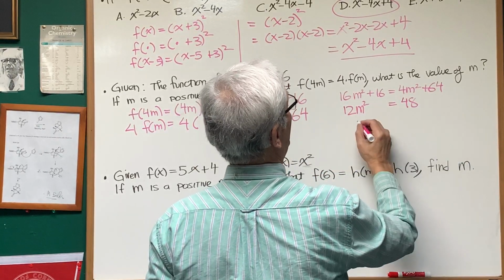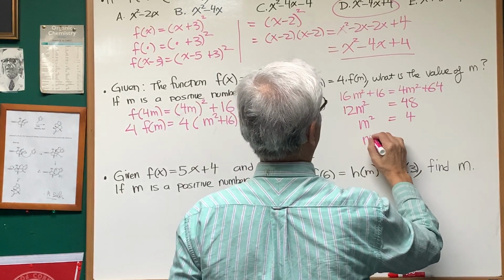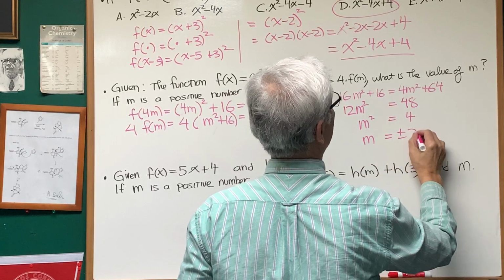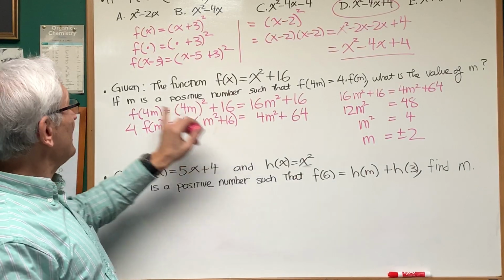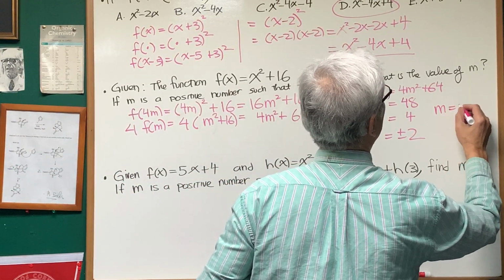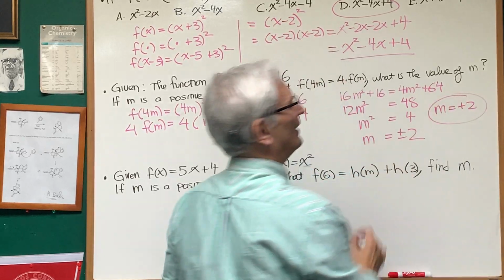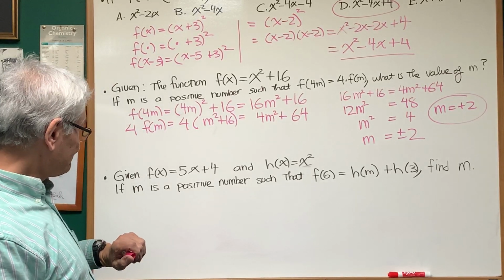So divide both sides by 12. We'll have m squared is equal to 4. And m could be plus or minus 2. But we're asked in the original question, m is a positive number, so I know that m is equal to positive 2, and there's our solution to that problem. Okay, and now let's go to the third one.